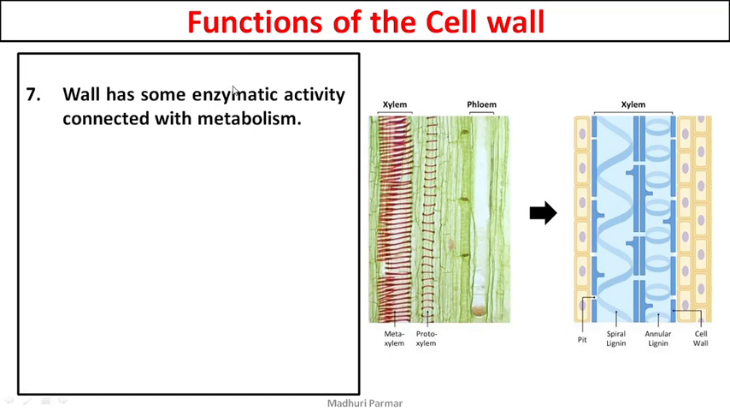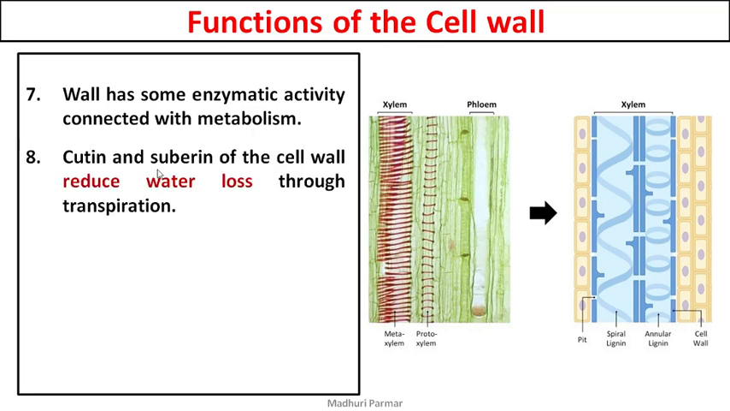Some enzymatic activity is seen in the cell wall, not a lot, but some. Especially in prokaryotes, you can see some enzymatic activity as well as some metabolism happening near the cell wall. Cutin and suberin are present in the cell wall. They reduce the water loss through transpiration. Suberin and cutin, both of them are water impermeable. They will not allow water to pass through, so they reduce the water loss.